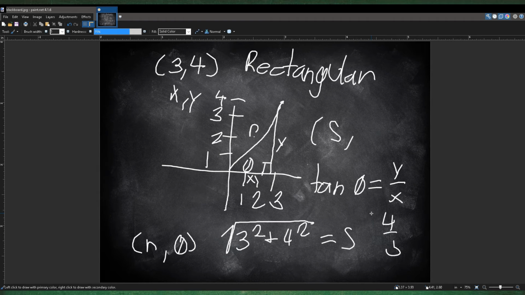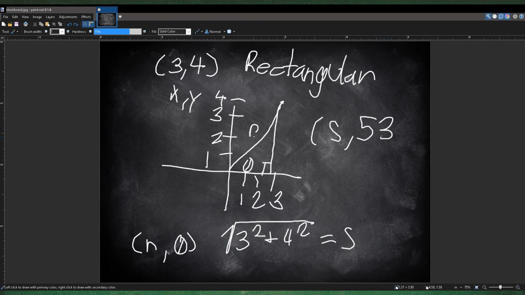Theta would be 53 degrees, basically, because if you put tangent of 53, you get about 1.333 repeating. So we're going to use theta as 53 degrees. That is a really close approximation, but it's not exact, but it's going to work for now. So yeah, something like 53 degrees. So that's basically how you're going to write it.